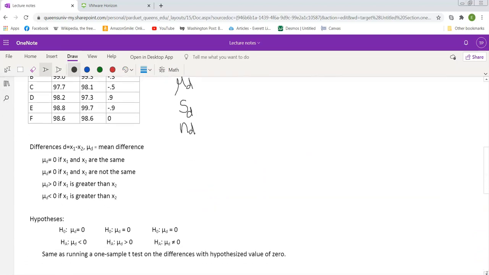We're not actually going to write out these hypotheses every time, but I just wanted to show you that this is essentially what we're testing. Our null hypothesis is that the difference in the means is 0. And our alternative hypothesis could be that the difference is less than 0, greater than 0, or not equal to 0, depending on whether you want the one-tailed or the two-tailed version of the test.